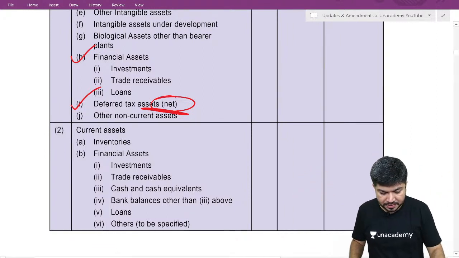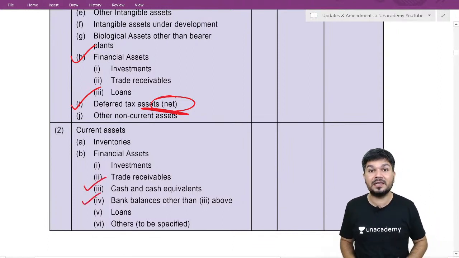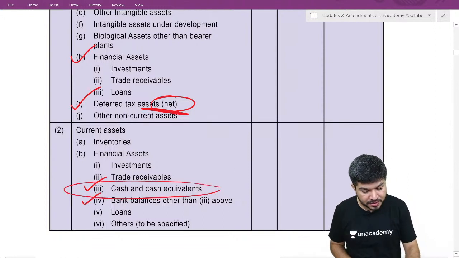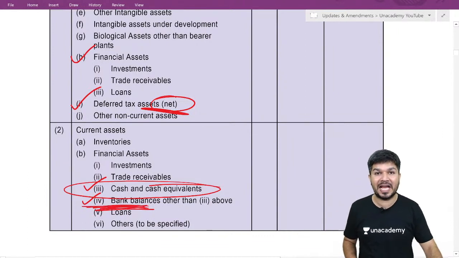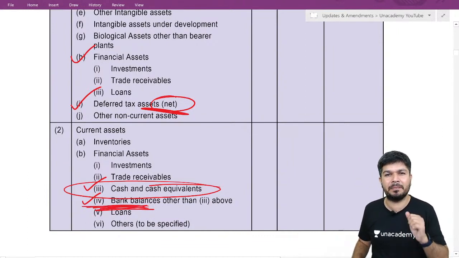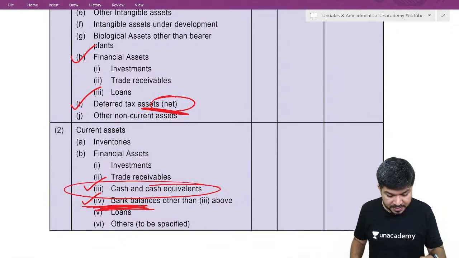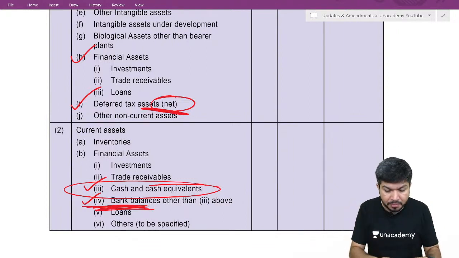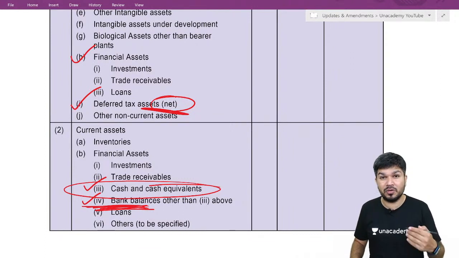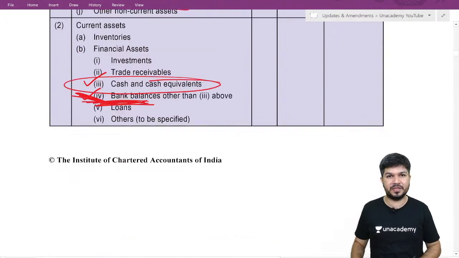Okay. Your bank balance, cash and cash equivalent, is divided in two parts. One is cash and cash equivalent, second is other bank balance. The one which will be used in cash flow comes in cash and cash equivalent. One which is not to be used in cash flow will go under other bank balance. For example, FDs up to 3 months come under cash and cash equivalent. FDs for more than 3 months come under bank balance other than 3 above. So FDs for more than 3 months are not covered for cash flow purposes. They will be covered under your point number 4 over here.